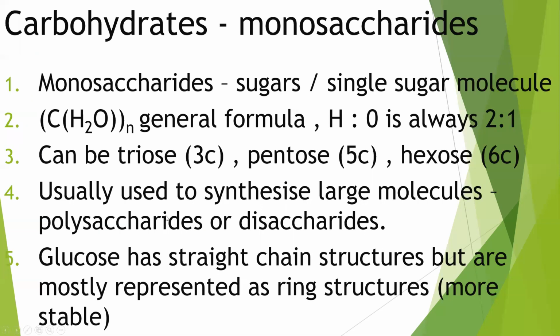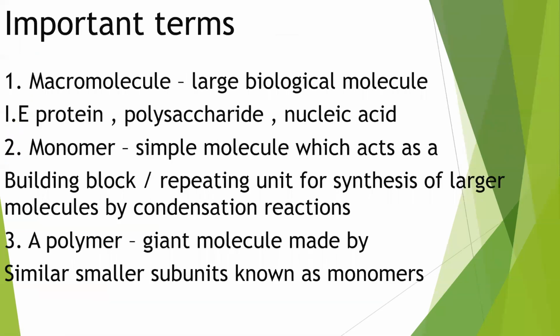So the first thing that we need to know are important terms which are used in this chapter. For example, macromolecule. It basically means that it's a large biological molecule. For example, a protein. A protein is basically a polypeptide and it's made from a monomer. We'll come to what a monomer is right after this. And then it can also be a polysaccharide or a nucleic acid, which is DNA or RNA.